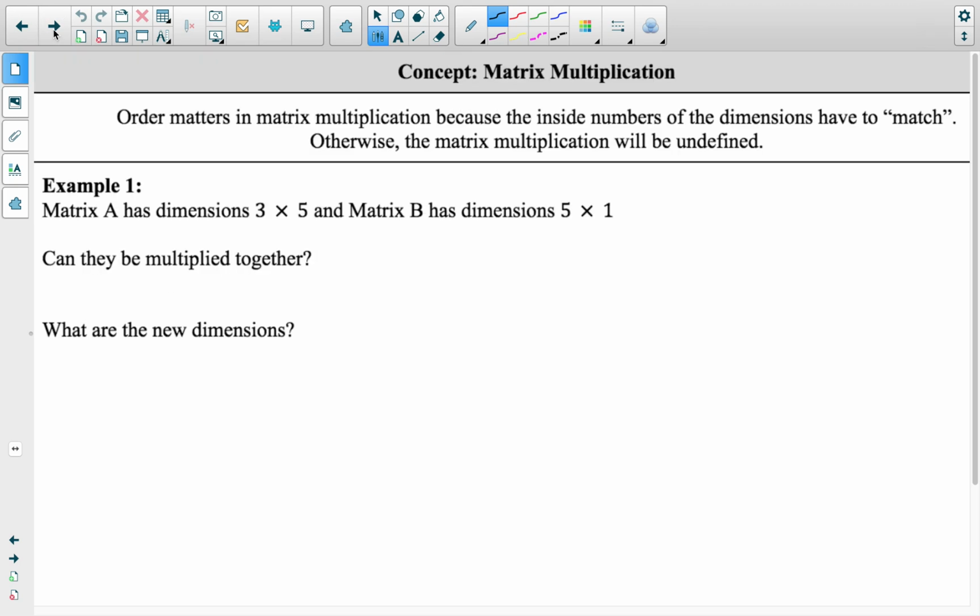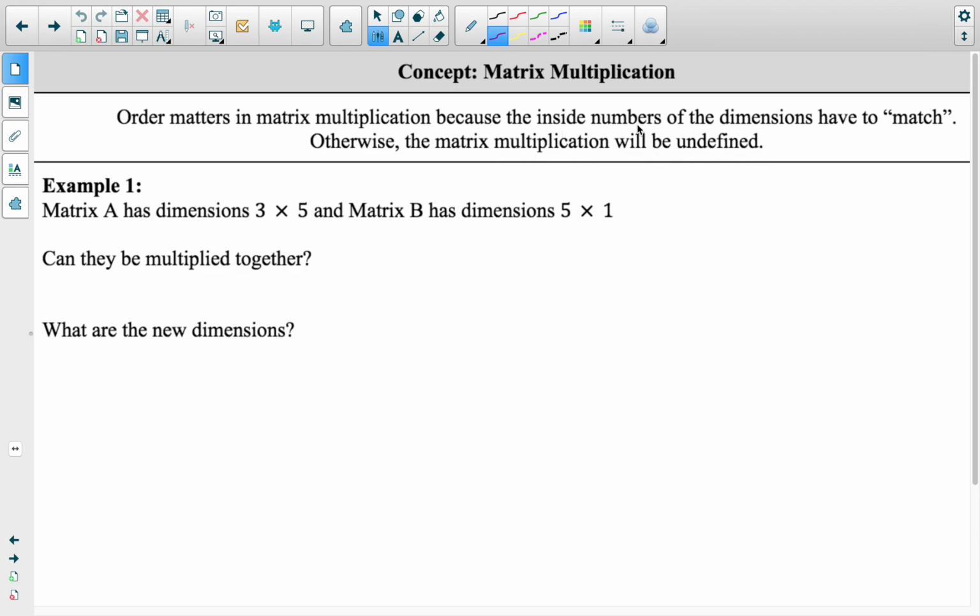So this concept of matrix multiplication: last lesson we looked at matrix operations with addition, subtraction, and scalar multiplication. But that all just had to do with numbers, right? So this is matrix multiplication where we're taking one matrix and multiplying it by another one. Order matters in matrix multiplication because the inside numbers of the dimensions have to match. Otherwise, the matrix multiplication will be undefined.